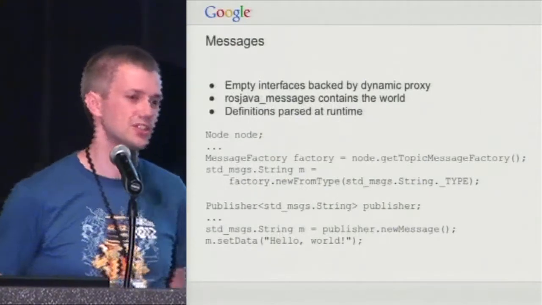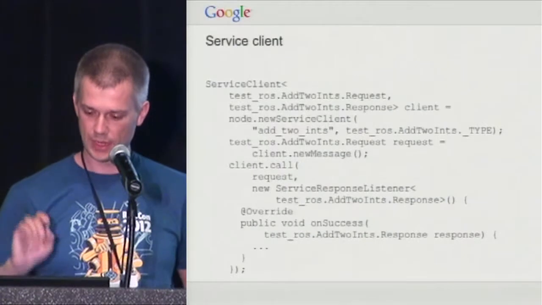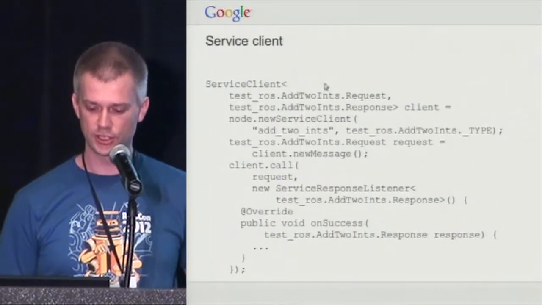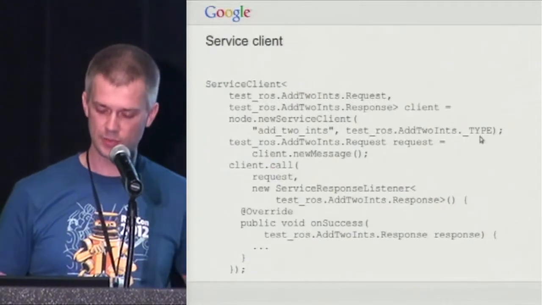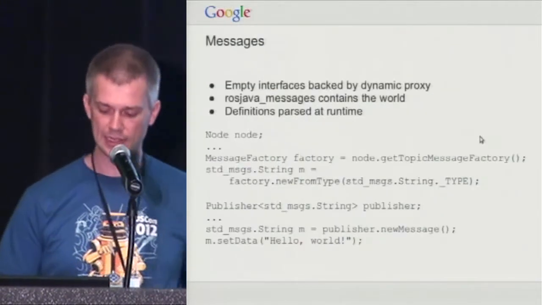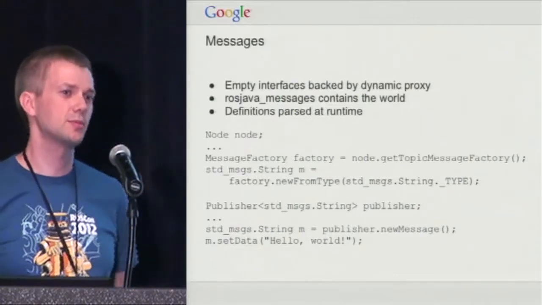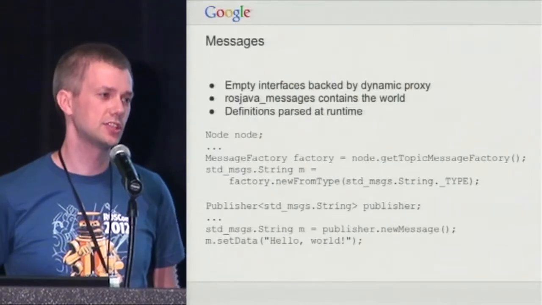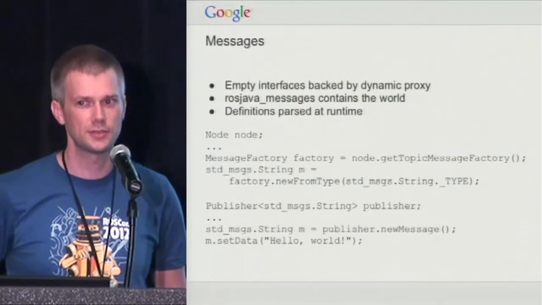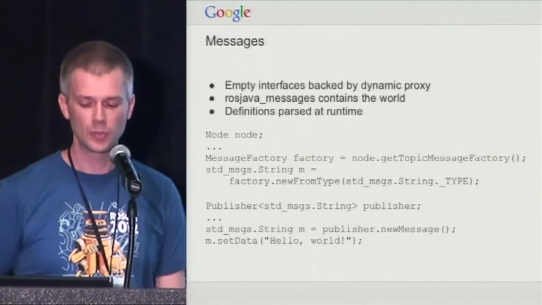So now the messages. You saw previously, for instance on the new service client right here, this .type. All of the messages are actually implemented as empty interfaces. And then those empty interfaces are backed by something called dynamic proxy in Java. So at runtime, there is an implementation that understands how to parse the message definition and create the actual implementation that will back one of these interfaces.